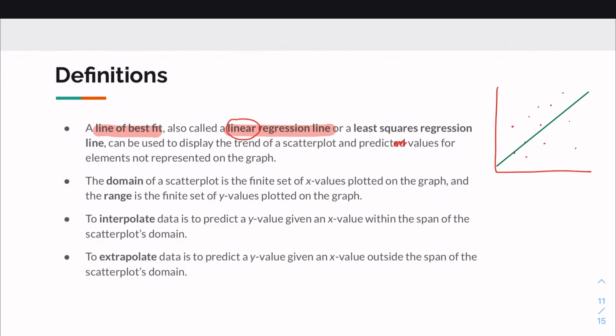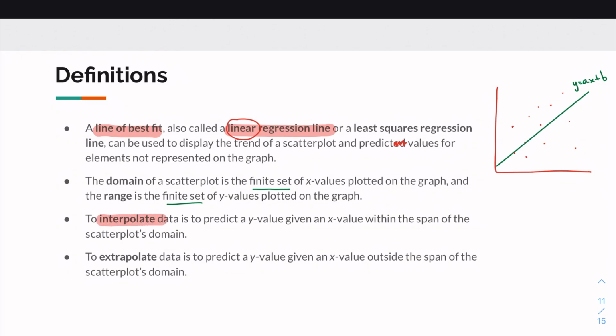And we can actually use this equation. This will actually give us an equation, a linear function that we can use to make these predictions. And just like any function, any set of data, we have a domain and range. So of course, if you remember from algebra, the domain of a scatter plot is the finite set of x values plotted on the graph, and the range is the y values, just the list of x and y values. We're going to use this domain to understand if we're interpolating or extrapolating data.